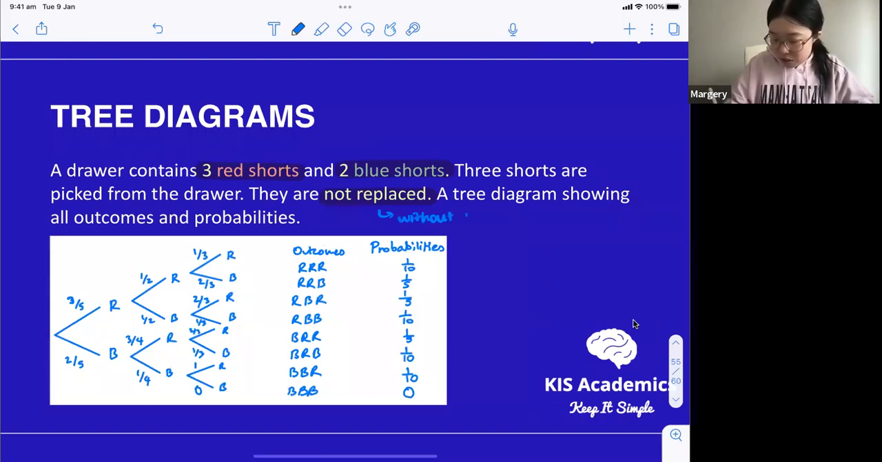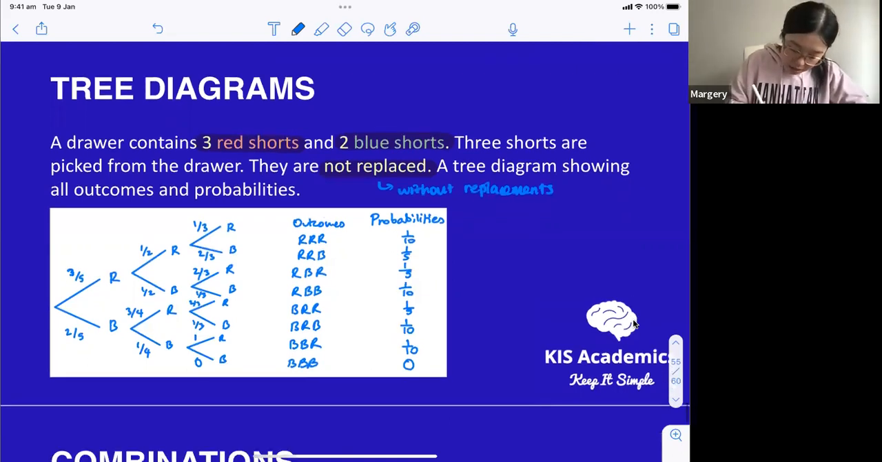We then want to draw a tree diagram that shows all of the outcomes possible. So to do this, I can draw out something like this. Red and blue are my 2 possibilities, so either red shorts or blue shorts. And we know the probability of picking a red on the first pick is 3/5, because I have 3 red shorts and a total of 5 shorts.